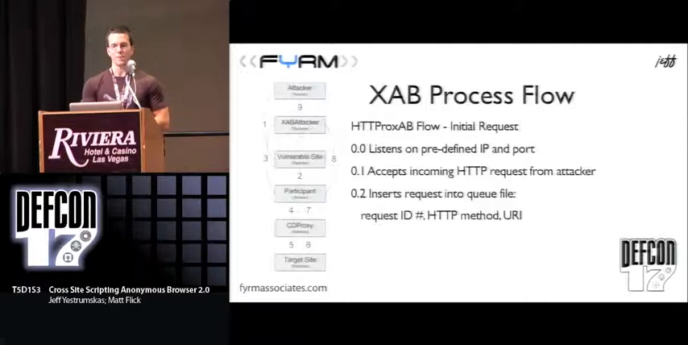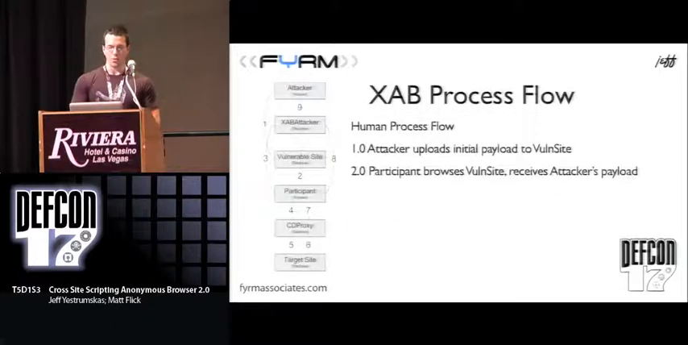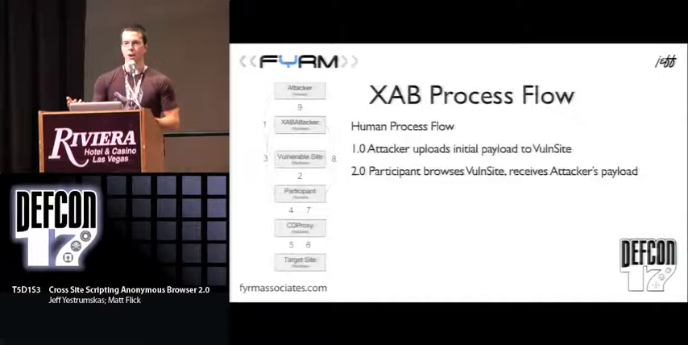And when the attacker makes a request, say, for example, they go to www.target.xab, the HTTP proxy AB is then going to insert that request into a queue, which is then going to be picked up by the XAB attacker, which I'll get to in a second. But actually, before that, we've got to go back to the human process flow here. The attacker needs to actually put that payload of XAB attacker on a site that's vulnerable to HTML injection.